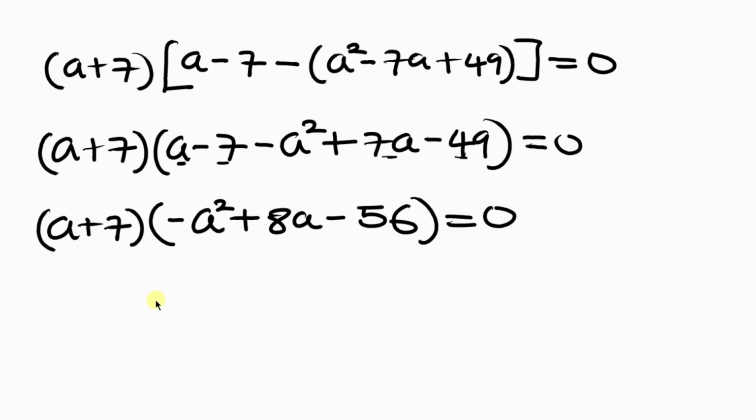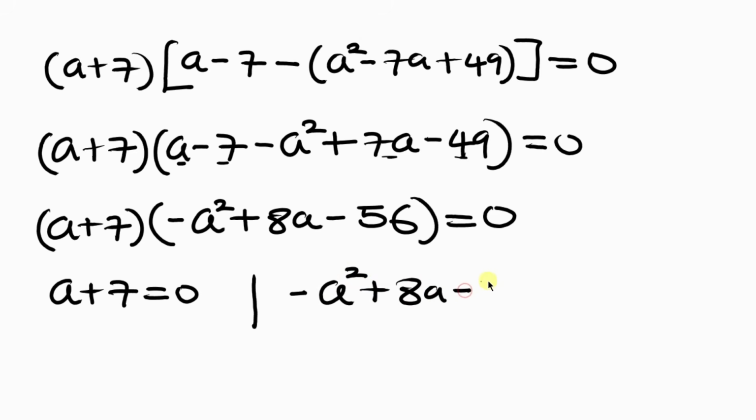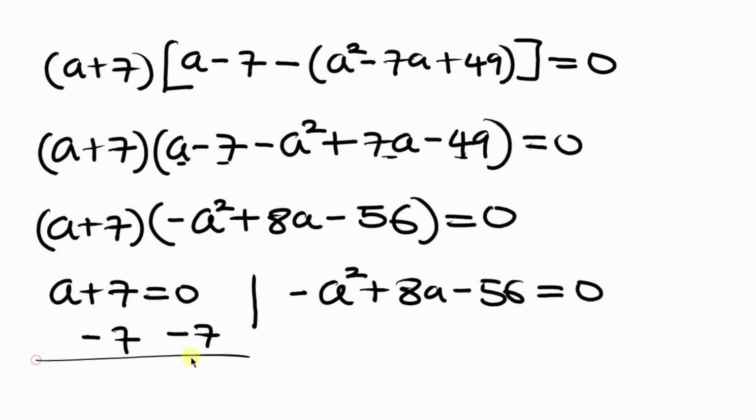Very good. So there are two cases from here. We have a plus 7 to be equal to 0, or we have negative a squared plus 8a minus 56 to be equal to 0. So we solve these two cases one after the other. Now for the first case, we subtract 7 from both sides in order to get a value for a. Now subtracting 7, we have a here. Now 7 minus 7 is 0, and this is equal to 0 minus 7 is negative 7. So our first value for a is equal to negative 7.